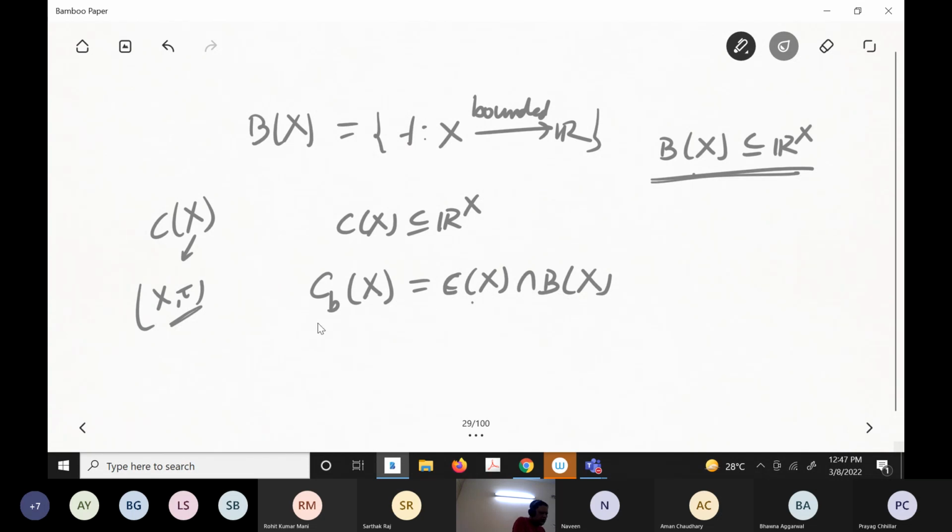Here I should point out, if you look at Willard's book, for CB(X) he is using this, not this. In fact, why is this? It is a matter of notation, a difference in the notation between topologists and analysts.